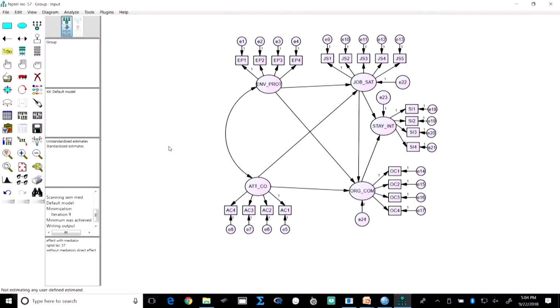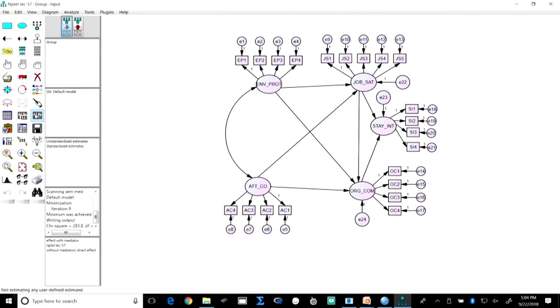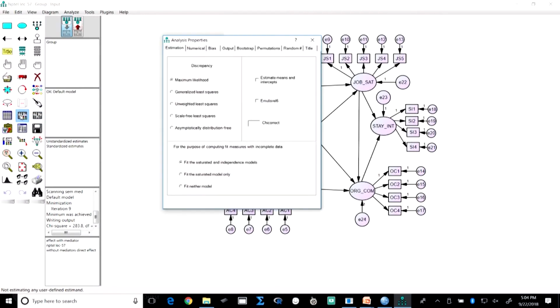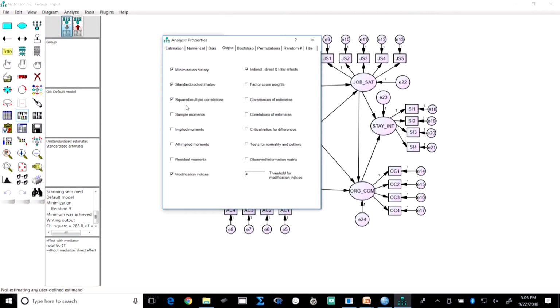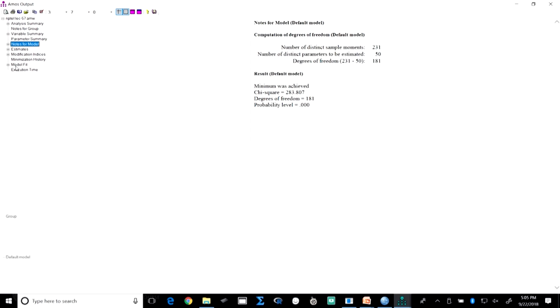Now let us run this model and see what the condition is. Before that, you have to remember that this is a maximum likelihood method, and in the output we have asked for some of the things which we require: indirect and direct effects, minimization history, standard estimates, multiple correlation and modification indices. Okay. Now, we have run it and let us see the output.